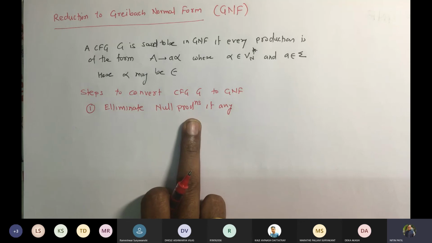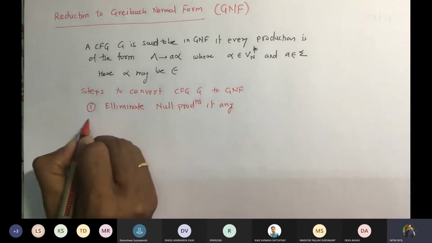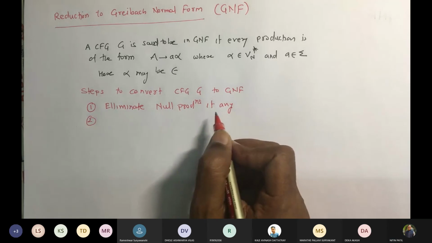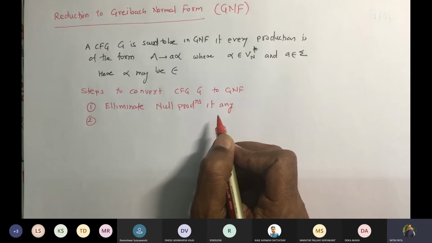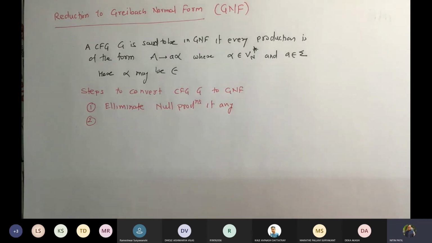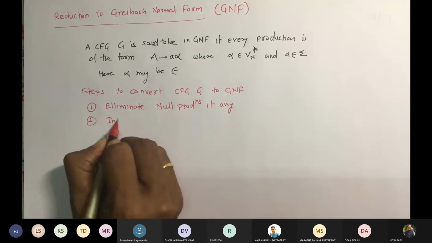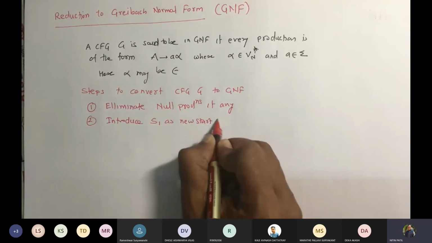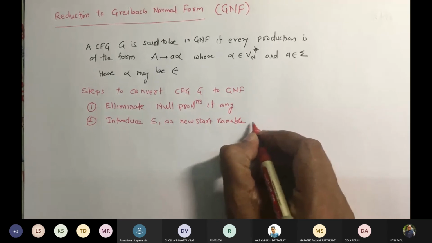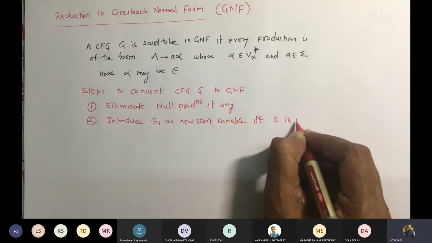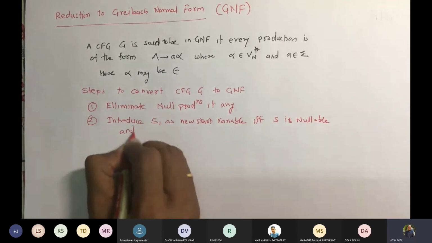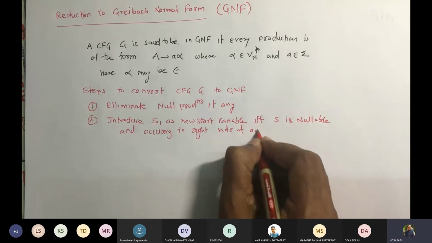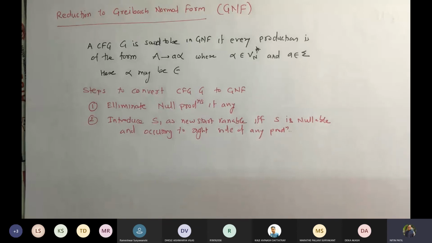Now when that is done, the next thing is this: if eliminating null productions results in a grammar where the start variable gives epsilon, or the start variable is nullable and occurs on the right side, then we will introduce S1 as the new start variable, if S is nullable and occurring on the right side of any production. So this is a step-by-step method.